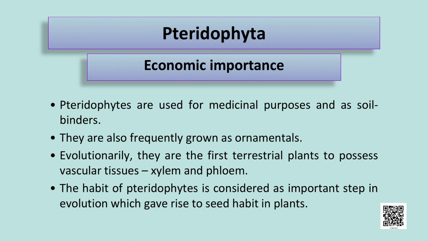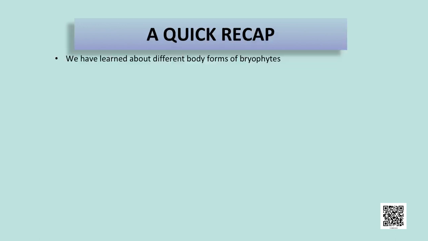Evolutionary, they are the first terrestrial plants to possess vascular tissue, xylem and phloem. The habit of pteridophytes is considered an important step in evolution which gave rise to seed habit in plants. Let us visit our session again by taking a quick recap. We have learned about different body forms of bryophytes, the special asexual reproductive structures, gemma present in Marchantia.